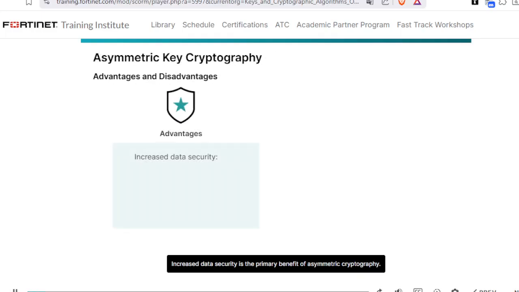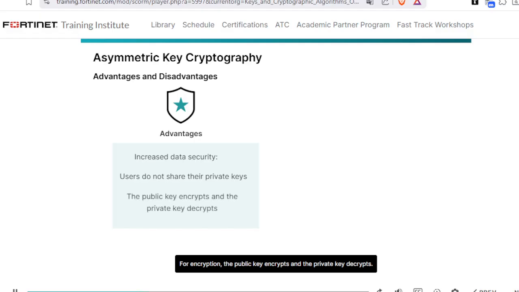Increased data security is the primary benefit of asymmetric cryptography. This is because users are never required to share their private keys. Asymmetric cryptography employs a pair of mathematically related keys. For encryption, the public key encrypts and the private key decrypts. Asymmetric cryptography is similar to a locking key. The lock secures the item and only the correct key can unlock the lock.